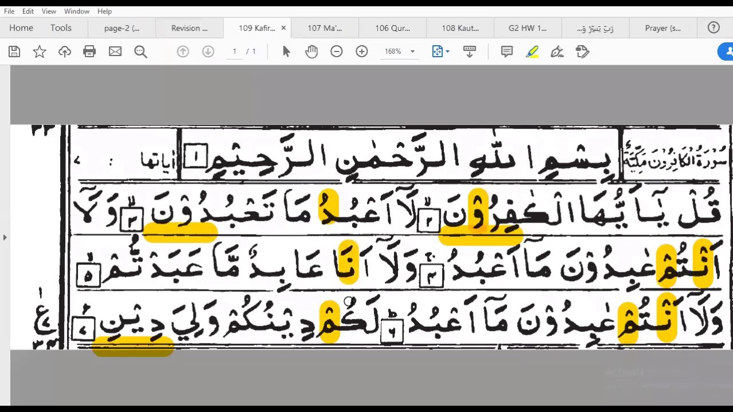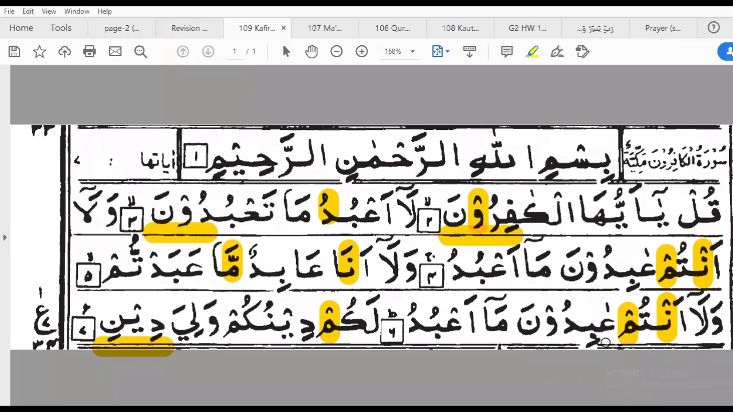ولا أنا عابد ثم عبدتم. Abattum. Okay, well done. Remember your gunna sound over here. Dum ma abattum. ثم عبدتم. Okay, well done. Let's carry on.